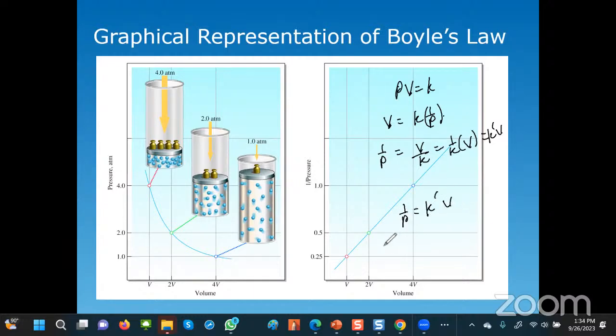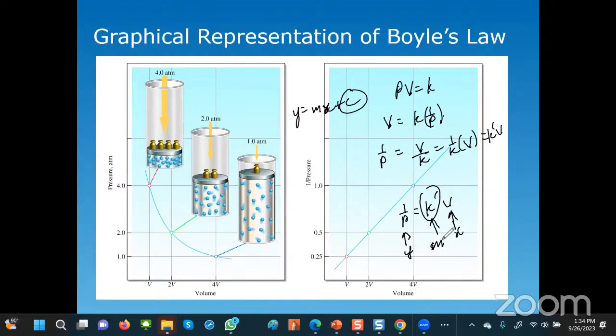So basically what you're doing in this graph is plotting 1 over P on the y-axis and V on the x-axis, and the slope would be the K prime. I'm quite sure you're familiar with this form of the equation: y is equal to mx plus c. That's the equation for a straight line from your math courses. In this case, c is 0. So y is equal to mx would be the graph, and the slope would be given by this constant right here. That's another graphical representation of Boyle's law.